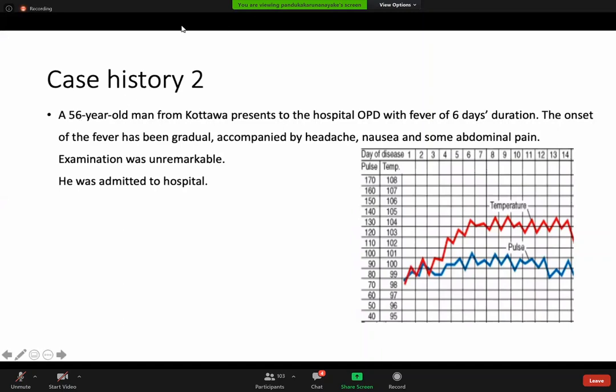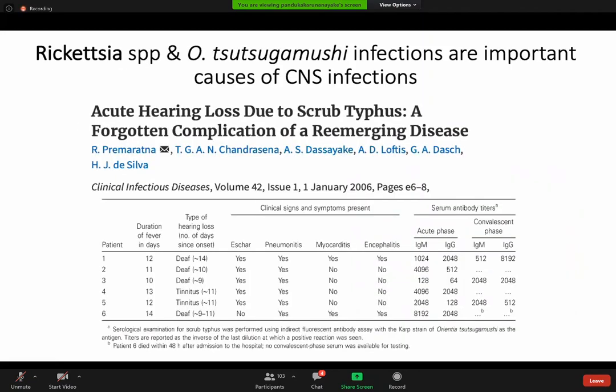Okay, so I think actually that comes to the end of case history one. Are there any questions for Dr. Panduka or myself? So if you have any questions on typhus or this differential diagnosis before we move on, please type in and ask the question now.